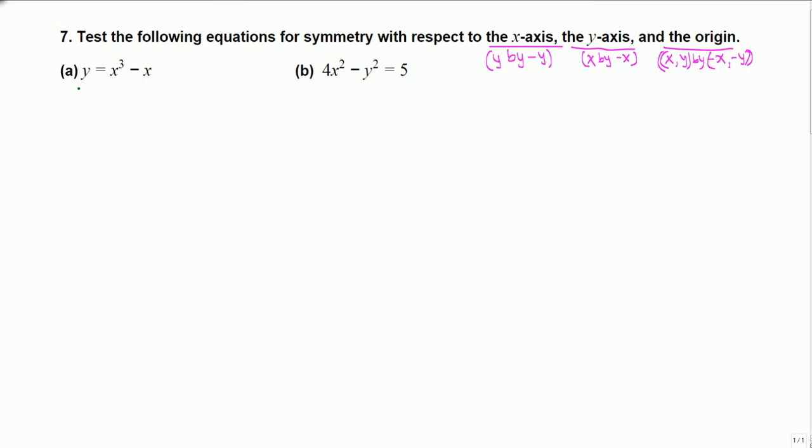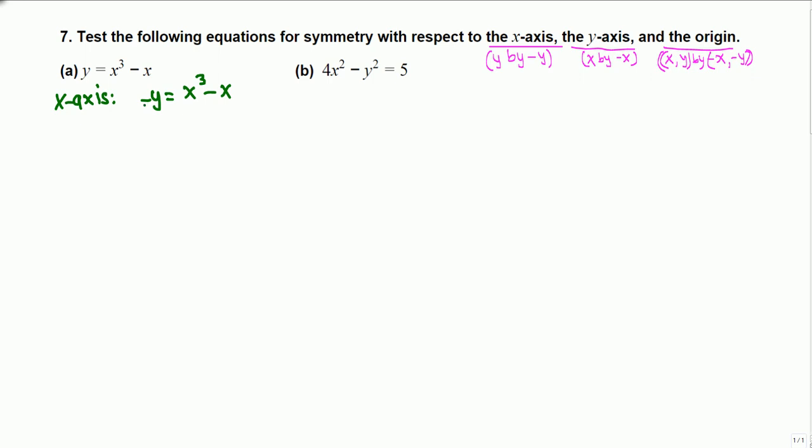So for the first equation, y equals x cubed minus x, let's check for x-axis symmetry. For x-axis symmetry, we replace y by negative y. So we have negative y equals x cubed minus x. Now we want to see if this is the original equation. In the original equation we have y, but now we got negative y.